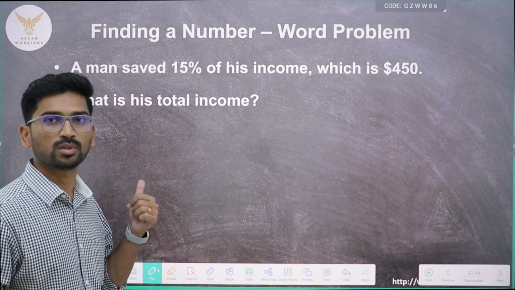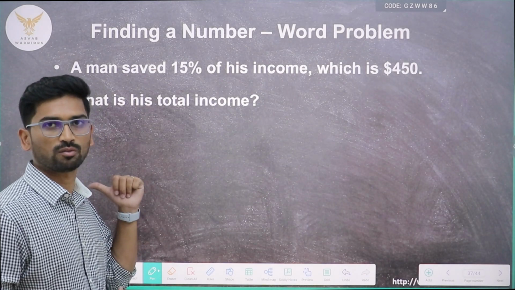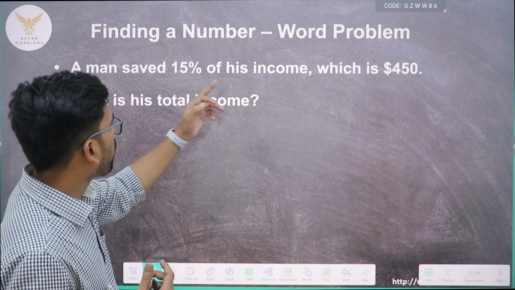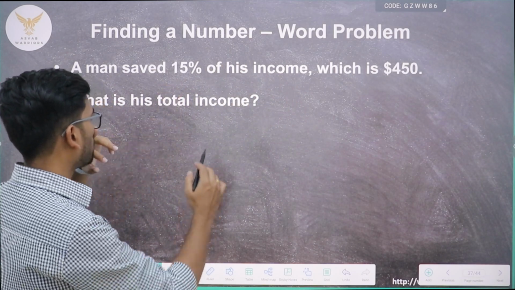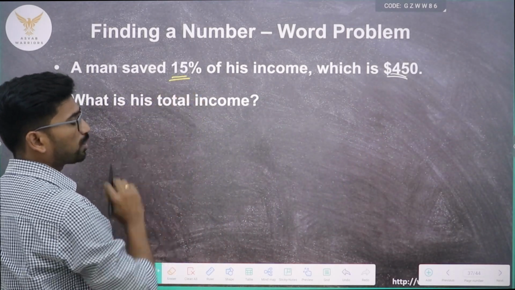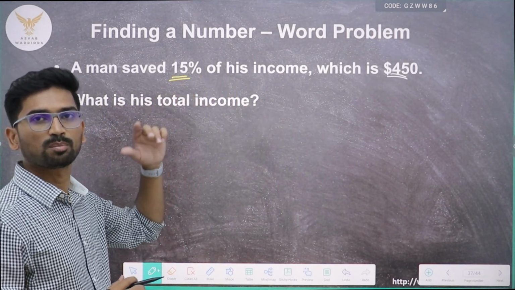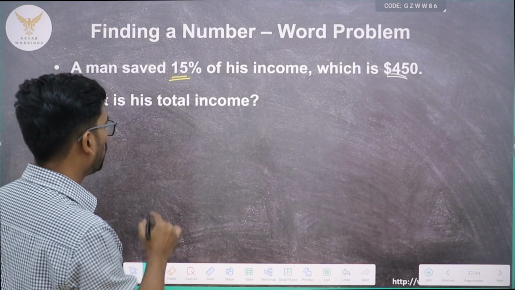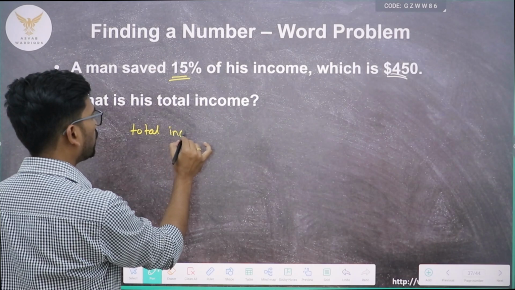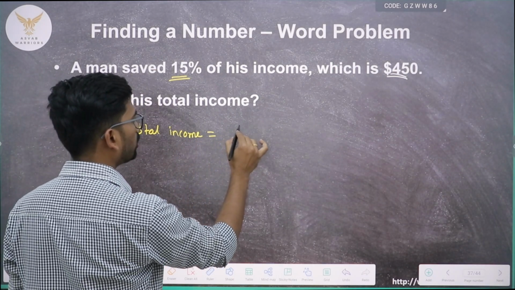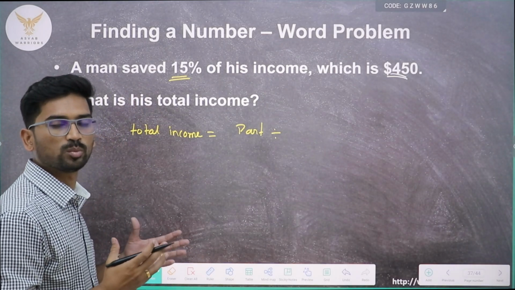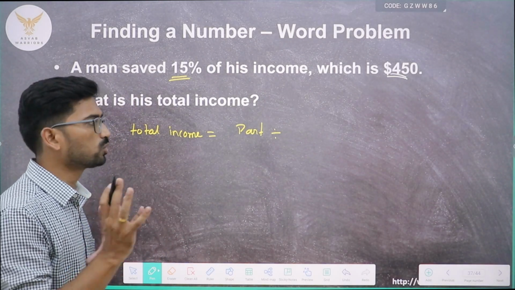Now this question is from the previous section that we have learned, which is we need to find out the whole when the part and the percentage are given. Part is 450. 15% is given. Means part is given and the percentage is given. We need to find out the whole. So the total income will be equal to, we'll write our formula, or you can use the method of assuming the whole to be x, whichever is suitable for you.